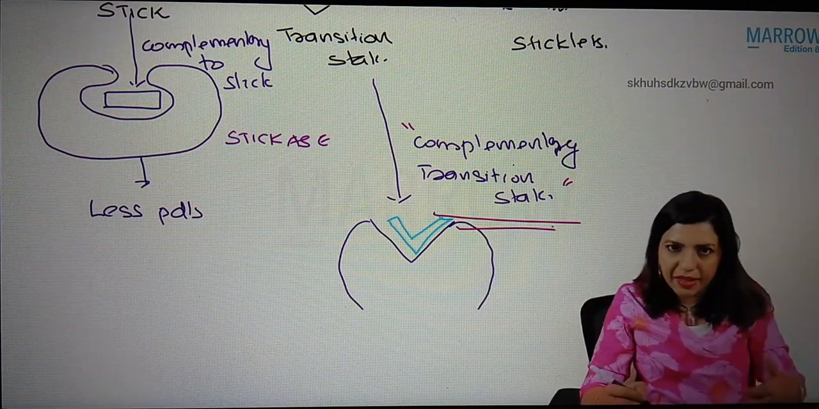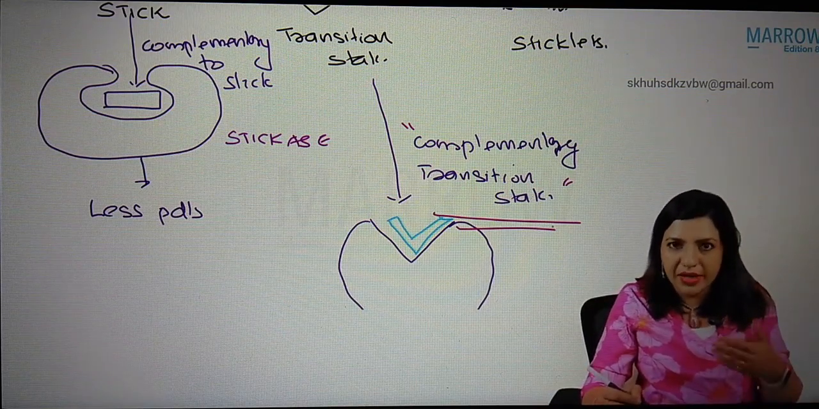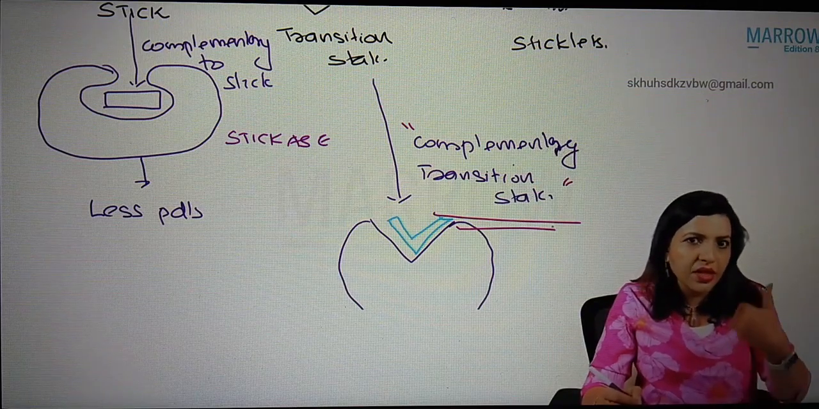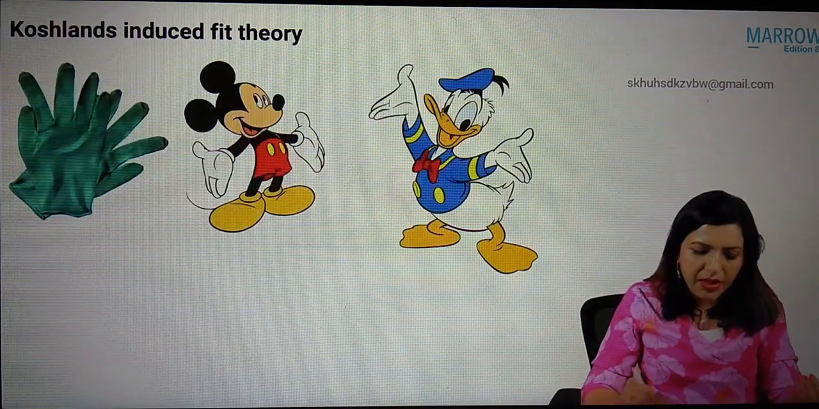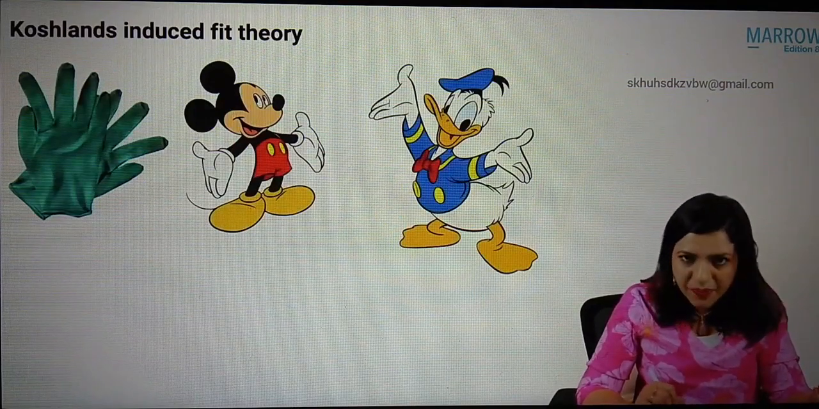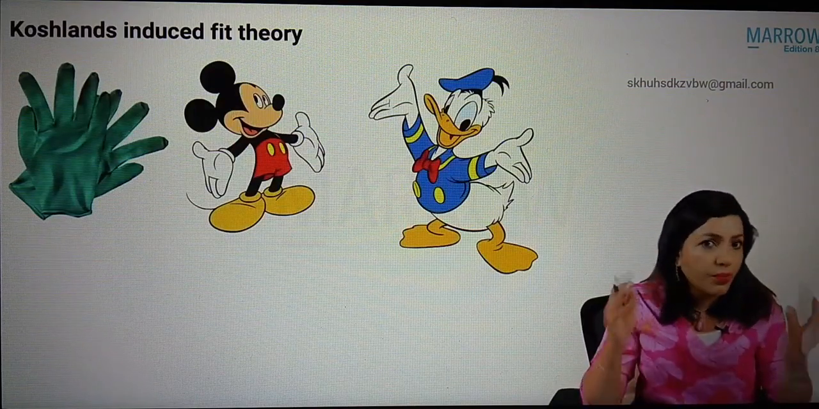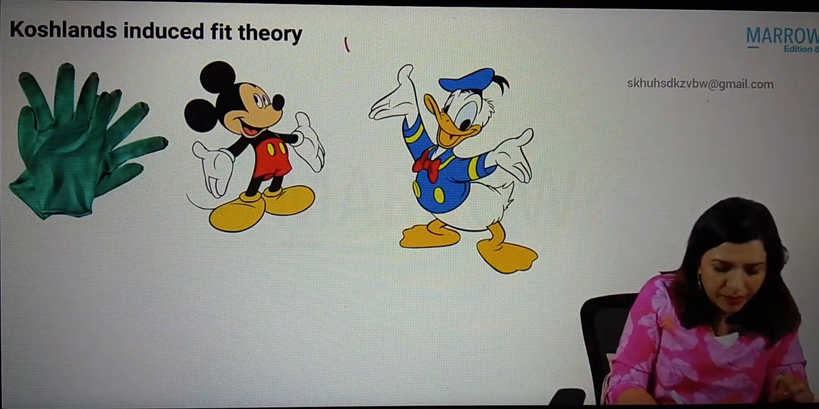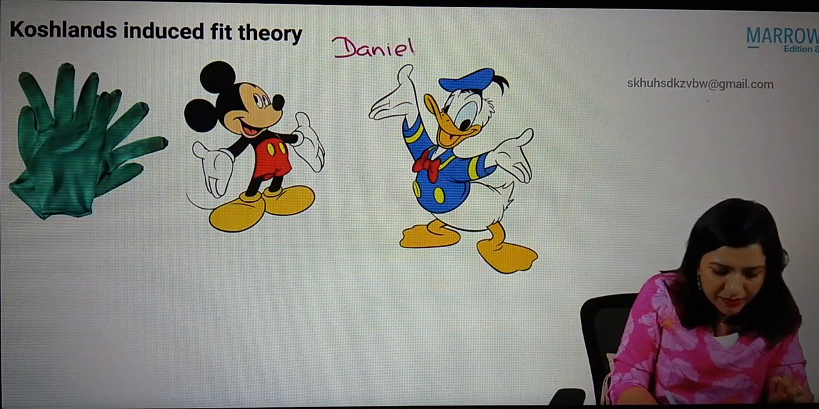Now this is the second theory, but yet again there was a further modification in this theory, that is, it is replaced by another theory, which is the most widely accepted one for the proper alignment, that is the theory put forward by Daniel Koshland.